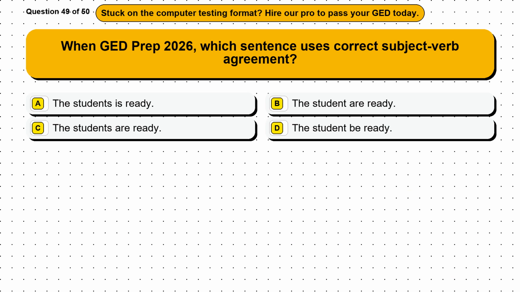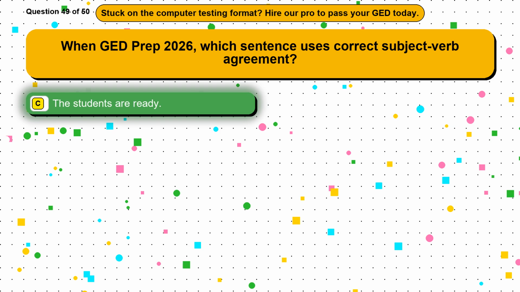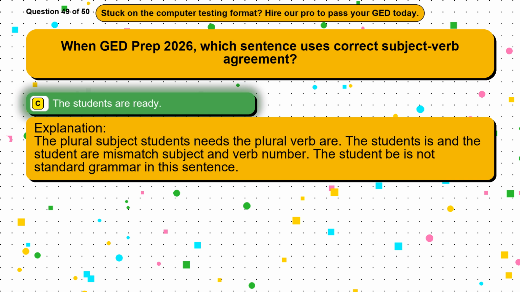Question 49. When GED Prep 2026, which sentence uses correct subject-verb agreement? Option A. The students is ready. Option B. The student are ready. Option C. The students are ready. Option D. The student be ready. The correct answer is option C. The students are ready. The plural subject students needs the plural verb are. The students is and the student are mismatch subject and verb number. The student be is not standard grammar in this sentence.